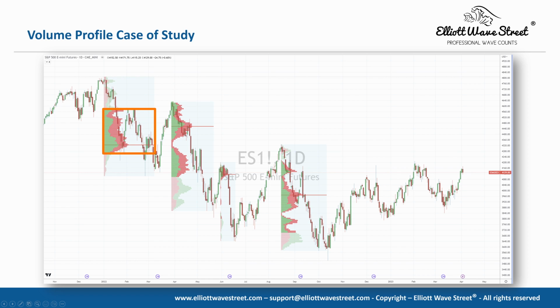Here is the value area. Let's start with this first one. Here is the point of control. If I want to go long, I'm going to wait for the price to move far from the point of control. And when I have rejection, I can buy because the point of control is a fair price and it's going to act like a magnet. When the price starts moving far away from the point of control again, now I'm going to try to sell, right?